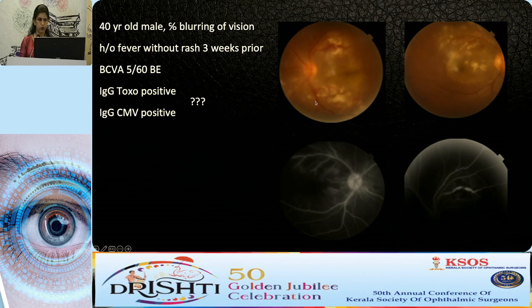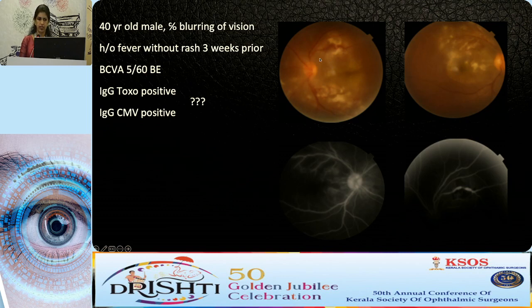retinal atrophy soon. So this was a 40-year-old male who complains of blurring of vision with history of fever without rash 3 weeks prior, and the best corrected acuity was 5/60. He was evaluated elsewhere. IgG toxo came positive, IgG CMV came positive. Now what do we do?